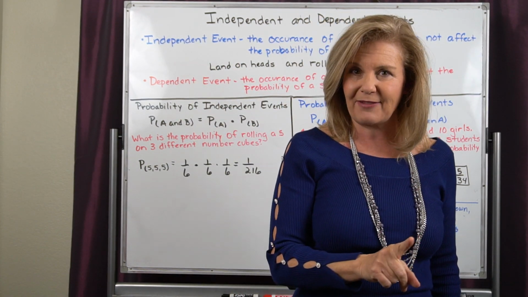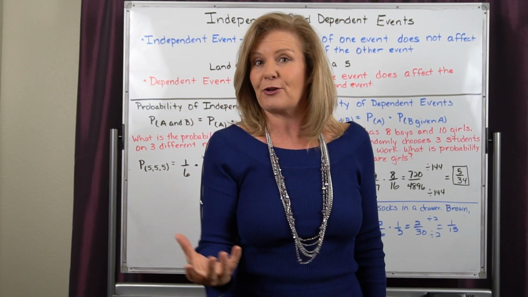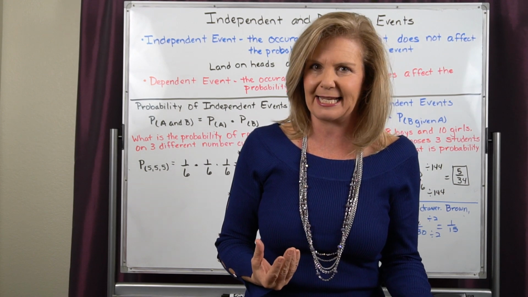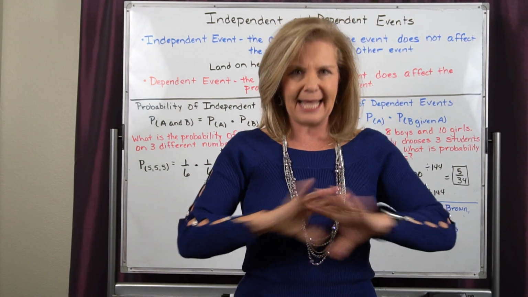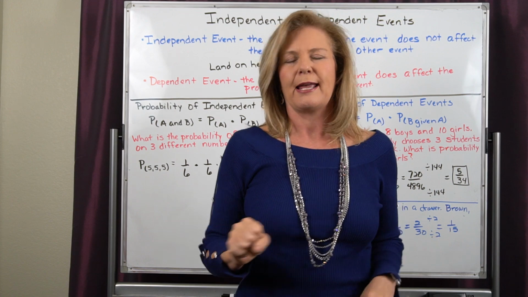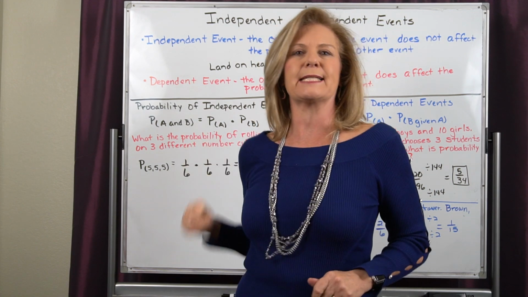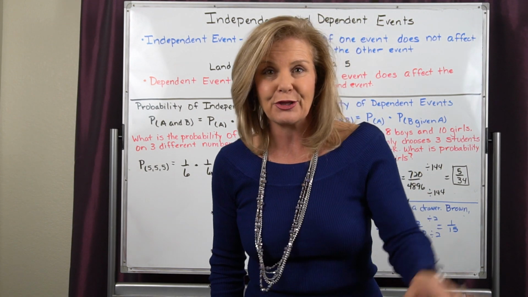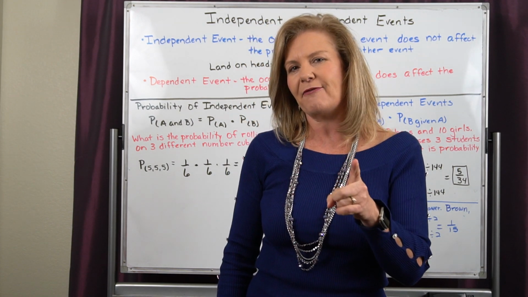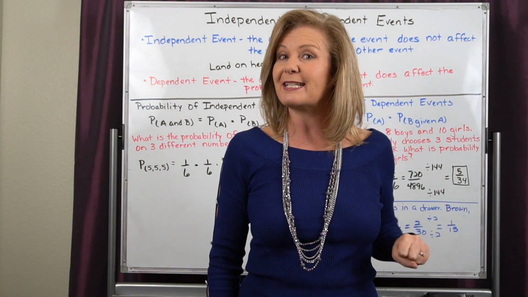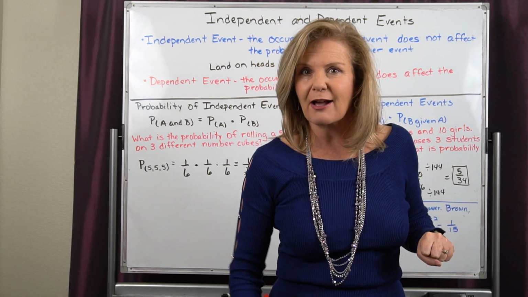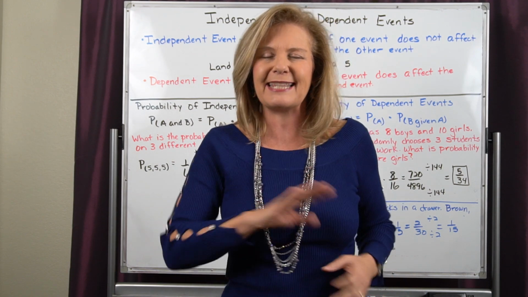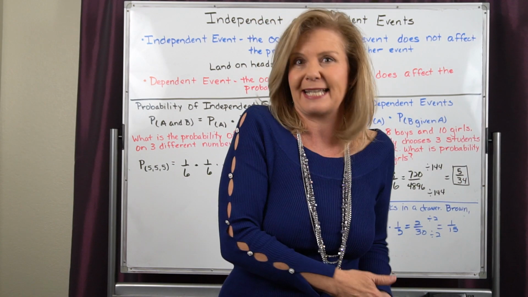Now, dependent events, whatever happened in the first event absolutely affects what happens in the second event. An example of this is, say I have a sock drawer and I go and I pull one sock out and I put it on my foot. Well, now there's fewer socks in the drawer, so it absolutely affects what sock I can pull the second time because that first sock is already out. That would be an example of dependent events. They change the outcome of the second event.